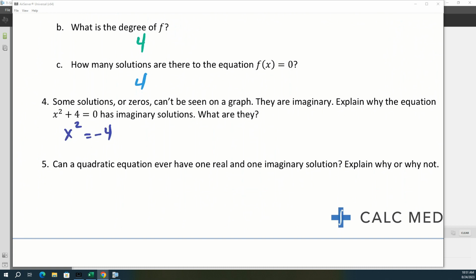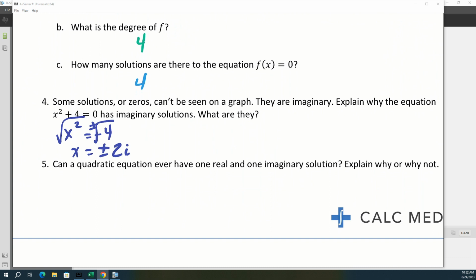Good. And then what? Take the square root. And every time you solve an equation by taking the square root, you have to do the positive and negative square root. And what is the square root of -4? 2i. So anytime you take the square root of a negative, you get an imaginary solution. You just put an i there and think of it like a positive 4, and it's going to be positive and negative 2i.